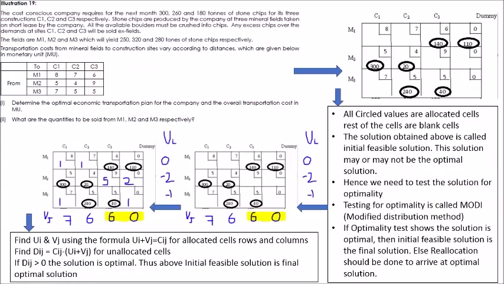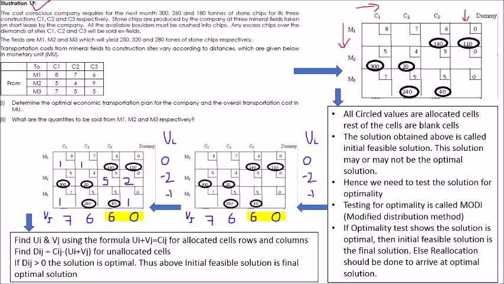So the same question I have taken here, guys. This is the answer which we discovered in the last slide. So this is the supply side, this is the demand side, this is the allocations. All the circles we have drawn are the allocations we have made. Okay, this is the dummy demand column.